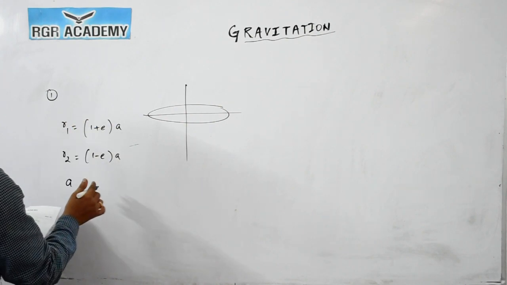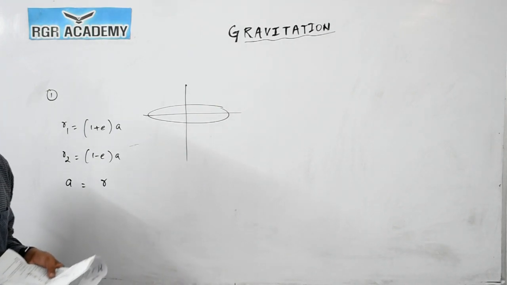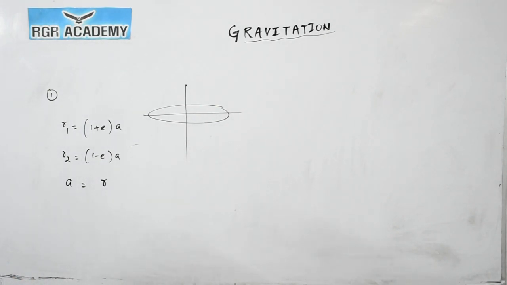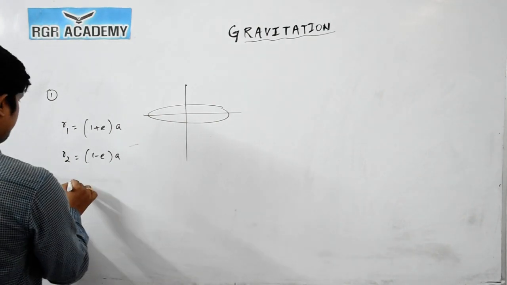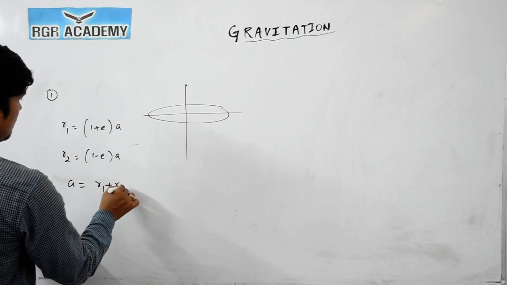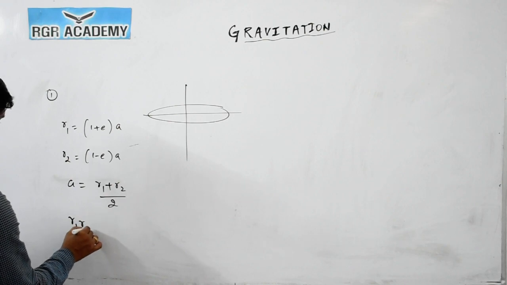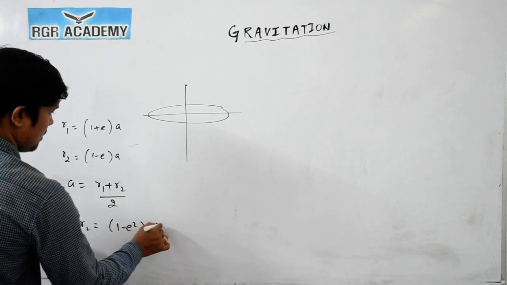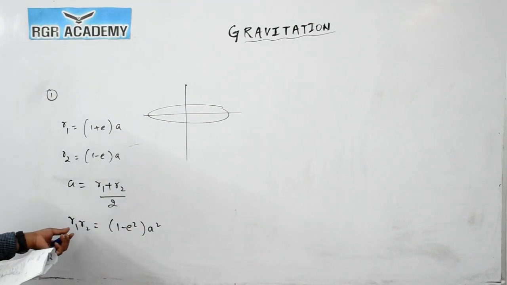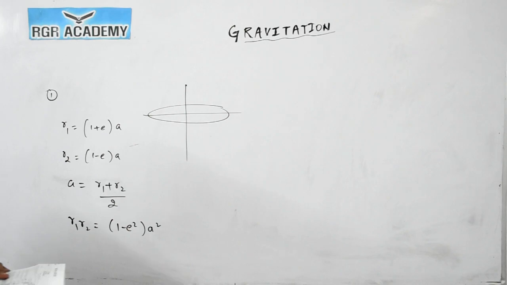If you add both the values, a will be equal to R1 plus R2 by 2. R1 plus R2 by 2. Clear? And if you multiply this, R1 into R2 will be equal to (1 minus e square) into a square. Okay. So a is the semi major axis, and e is the eccentricity of the ellipse.